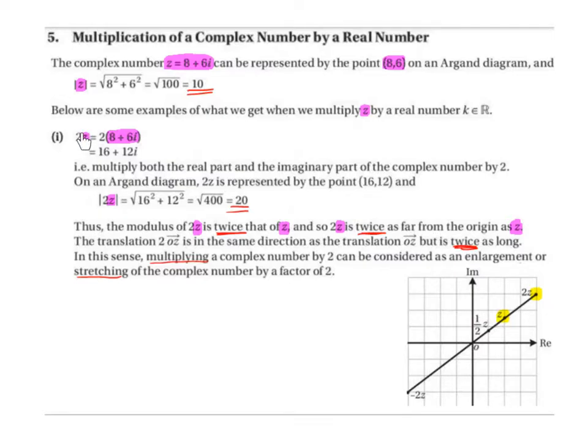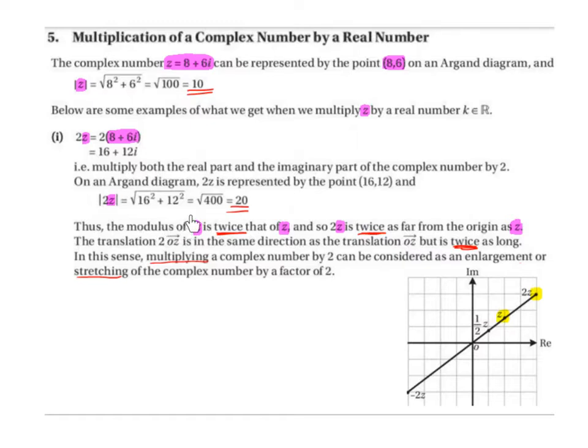So 2z is going to be 2 times 8 plus 6i, which is 16 plus 12i, i.e. multiply both the real part and the imaginary part of the complex number by 2. On an Argand diagram, 2z is represented by the point 16, 12. And the modulus of 2z is the square root of 16 squared plus 12 squared, which is root 400, which is 20. So we see here we have z, and here we have the point 2z.